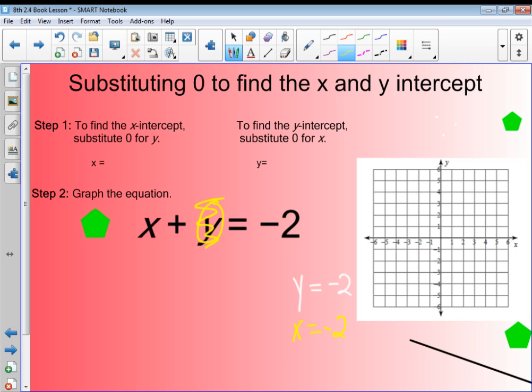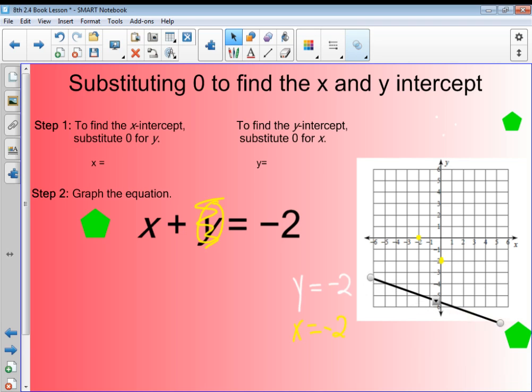So on our x line, we're going to go to -2 and put our dot. And on our y line, we're going to go to -2 and put our dot. And here's what our line would then look like. Okay, so there's our line for x plus y equals -2. Okay, so I'm going to pull one out here and have you guys try it.